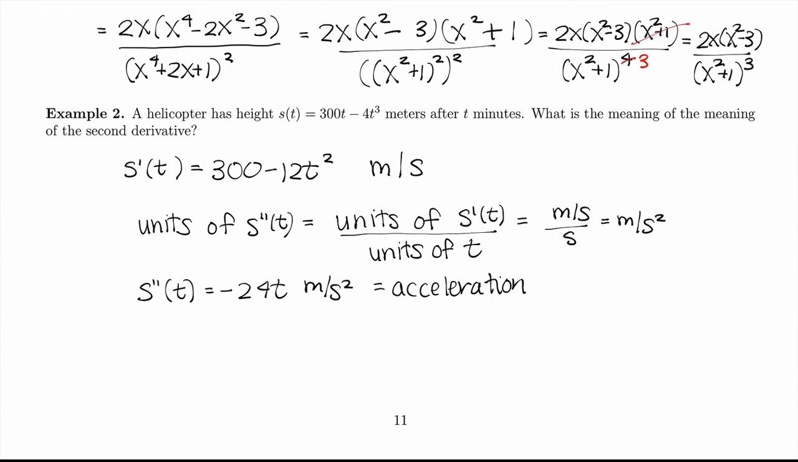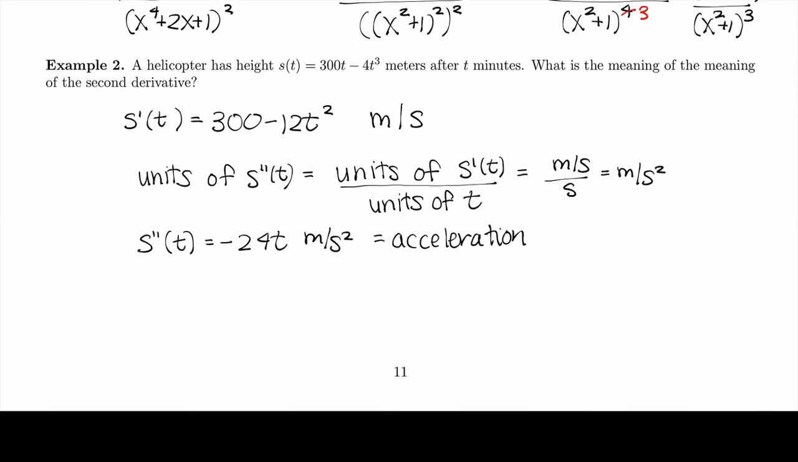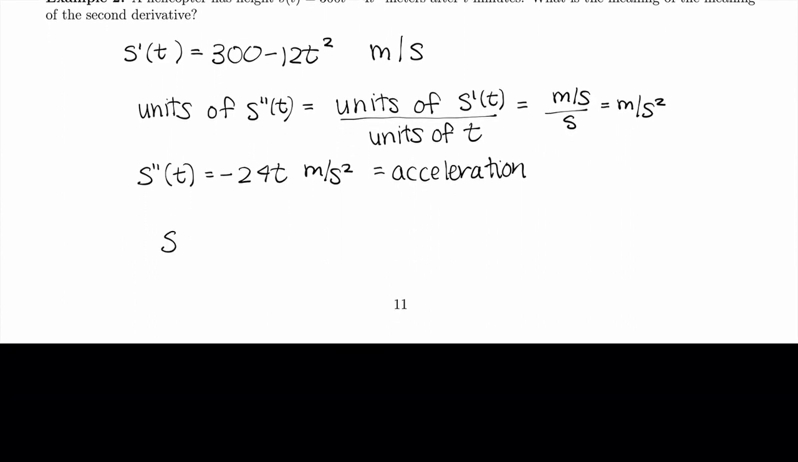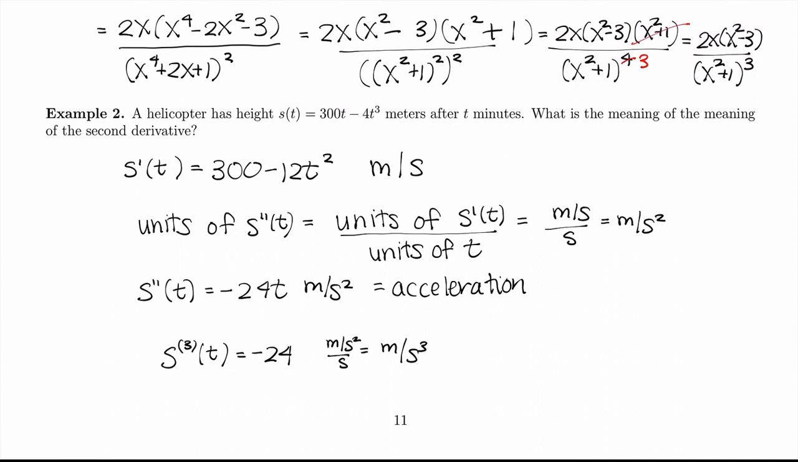So imagine you took the derivative again, just for fun. Imagine you did the third derivative. This would be -24, but then what would the units be? It would be meters per second squared per second, which is meters per second cubed. And if anybody's a physics person, this is jerk. I don't know what it means, but that's what it's called.